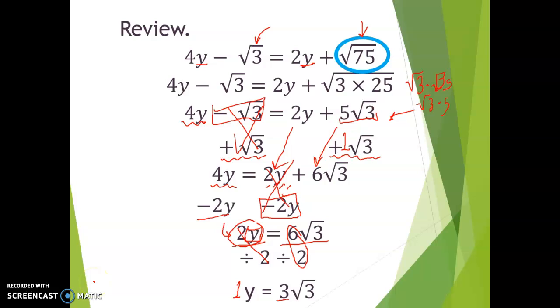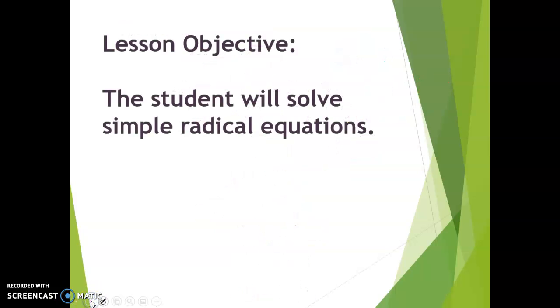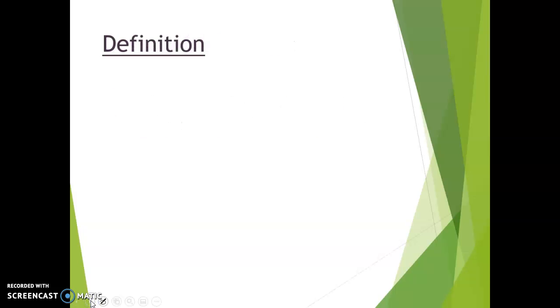All right, so that's just a quick review of how to solve for a variable. We looked at it using just variables and whole numbers or integers, and then we went through a couple of examples and looked at how the steps are exactly the same even when you're using roots or radicals. So let's take a look at what we are doing today. Our objective for today is that you, the student, will solve simple radical equations.